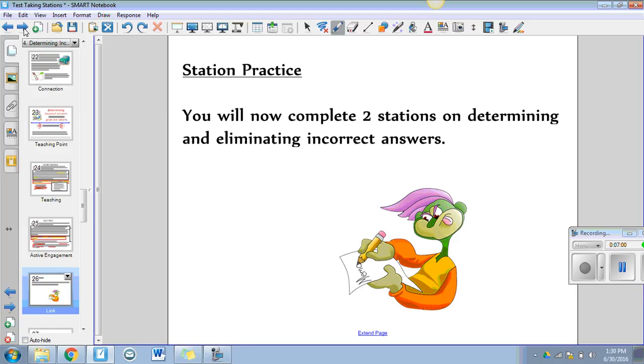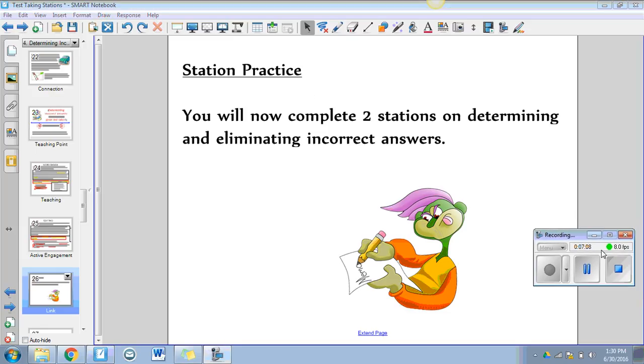What you are now going to do is station practice, in which you will complete 2 stations on determining and eliminating incorrect answers. You may now start your stations.